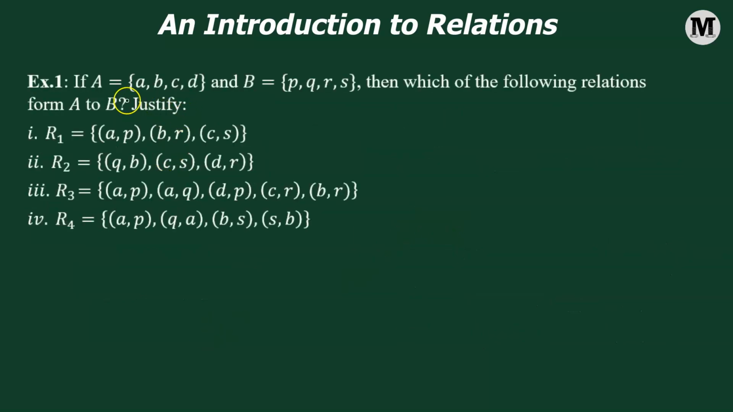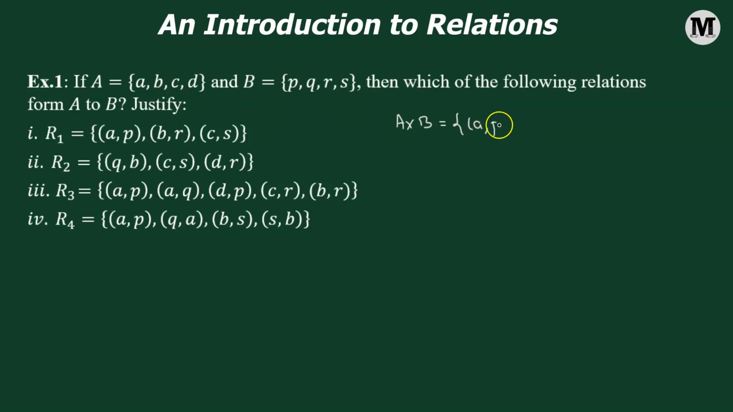So here we have 2 sets A and B. We have to justify which of the following are relations going from A to B. Now we have A consisting of 4 elements, a, b, c, and d. B also has 4 elements, p, q, r, and s. Now what we'll do is find the Cartesian product of A and B. So there will be a total of 4 times 4, 16 ordered pairs. So let's list all of them.